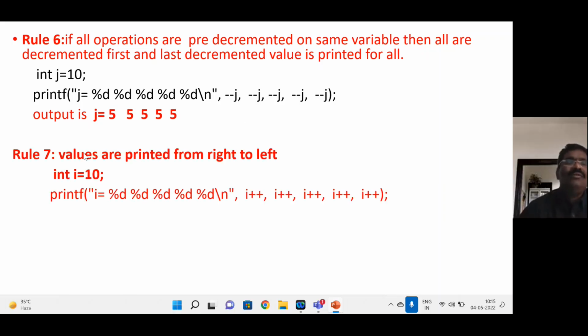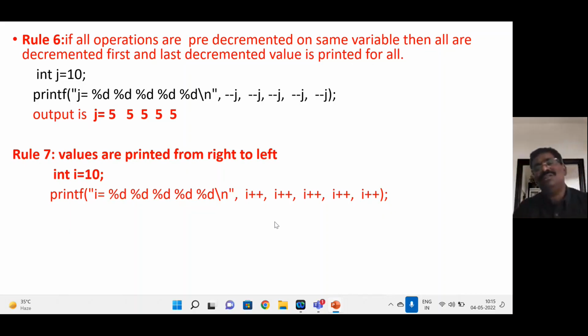So, seventh rule: values are printed from right to left. When you are using increment or decrement operators, the evaluation must be done from right to left, not from left to right. Almost all other operators are evaluated from left to right, but increment or decrement operators are evaluated from right to left. Right to left means first this will be executed, and next this, and next this, next this, and next this. So here the first value is printed here.